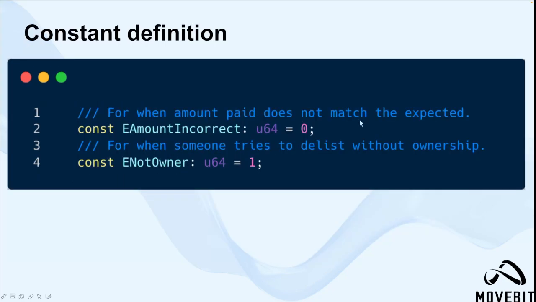This part of the code defines two constants that represent the error codes for specific situations in the contract. E_AMOUNT_INCORRECT is used when the amount paid does not match the expected amount, and E_NOT_OWNER is used when someone tries to delist without the proper ownership.